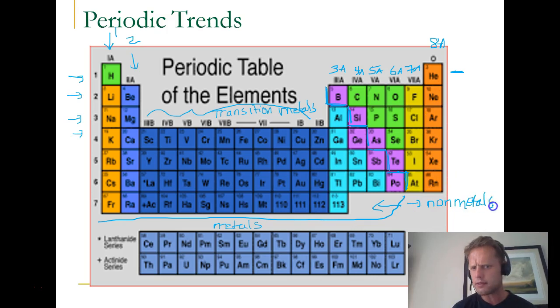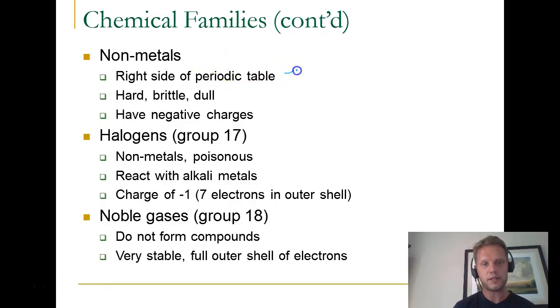So what is the periodic table mostly made of? Well, the answer is metals. It's mostly metals. Most of the elements in the world, most of the atoms, are metals. There are some nonmetals, and it turns out that what we're made of is mostly nonmetals. Nonmetals are on the right side of the periodic table. They're actually hard, brittle, and dull.